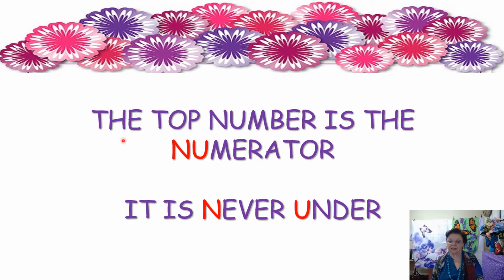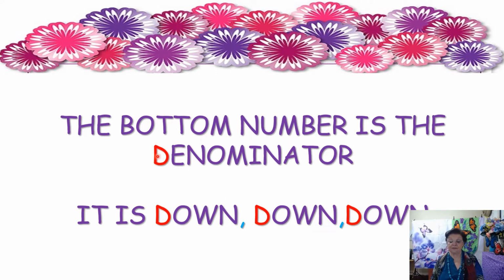Don't forget, the top number is the numerator. It starts with NU because it is never under. The bottom number in a fraction is the denominator. It is down, down, down.